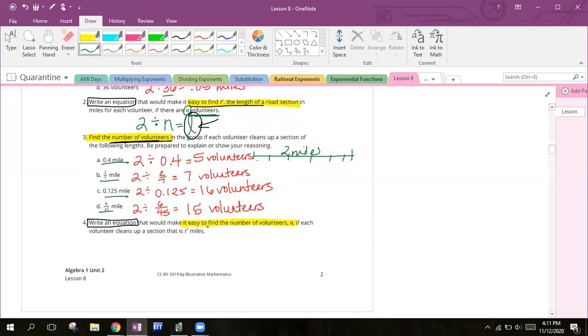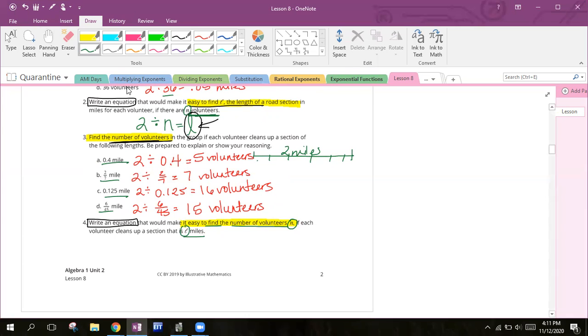Since we're trying to find the number of volunteers, that is what we want our equation set equal to, okay? And we're going to use the variable L for miles again, okay? Pause the video, see if you can figure it out, and then play it and see if you got it right.